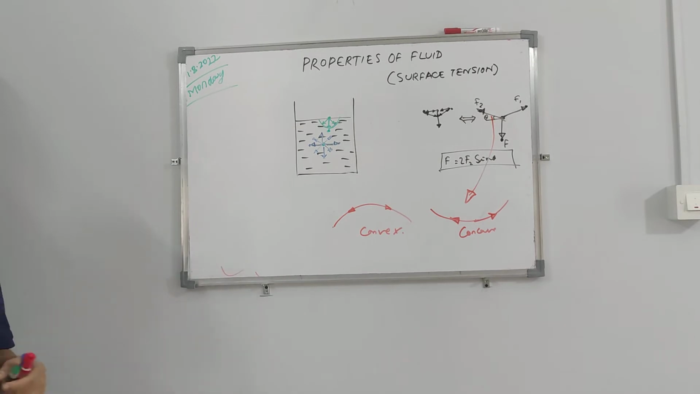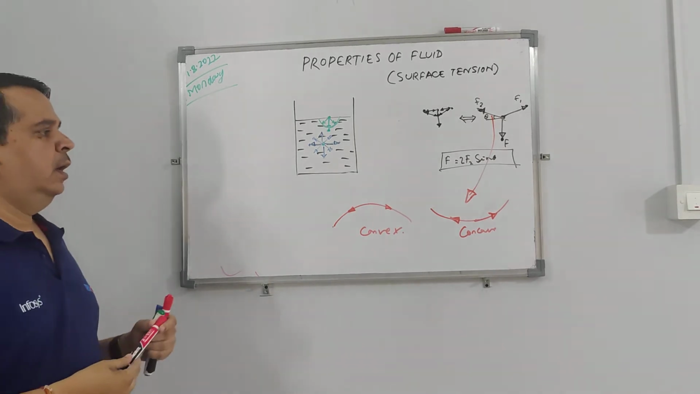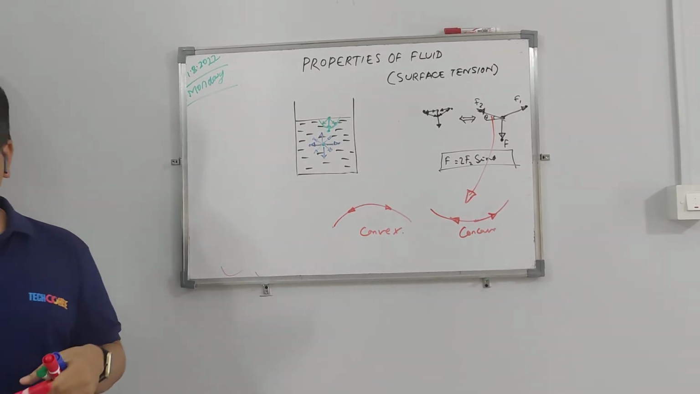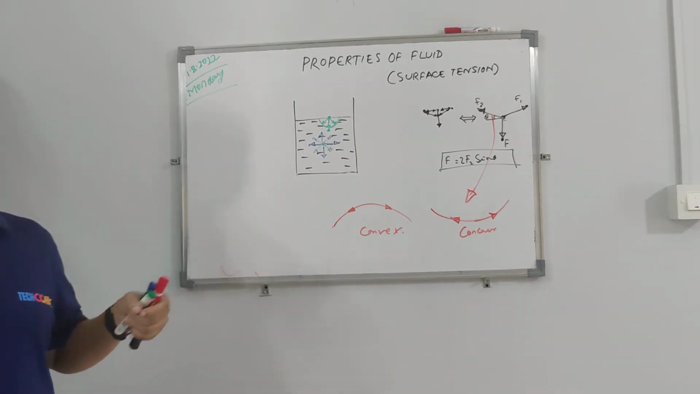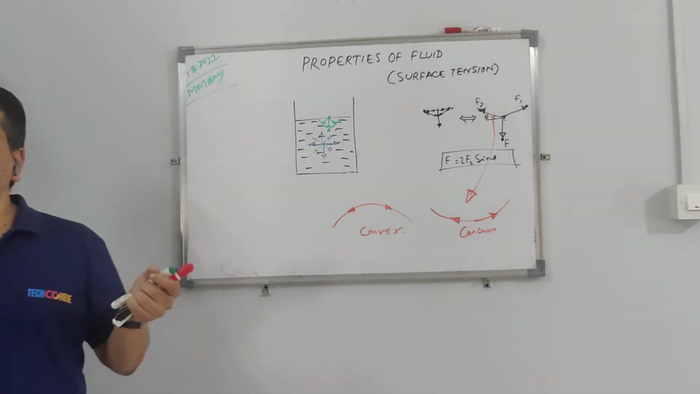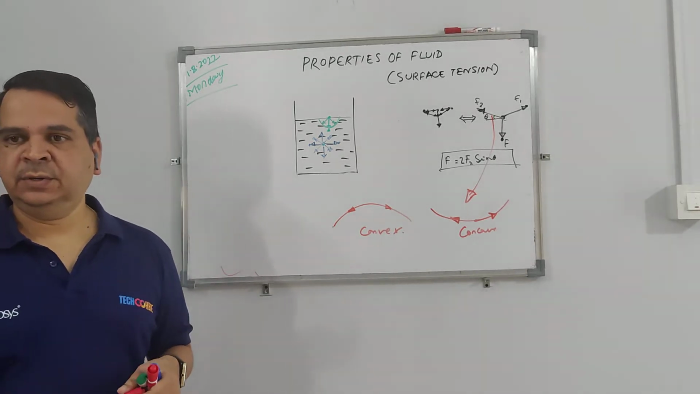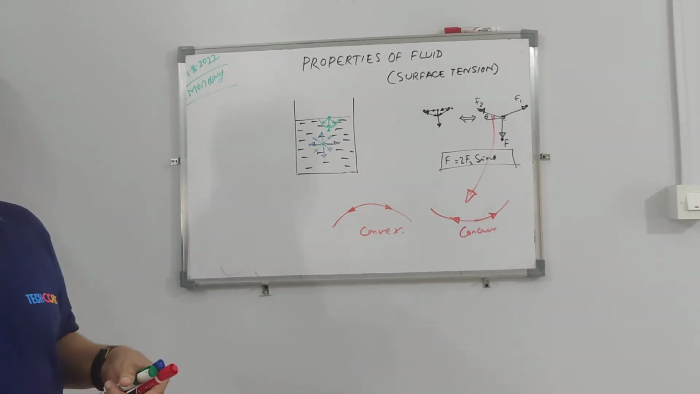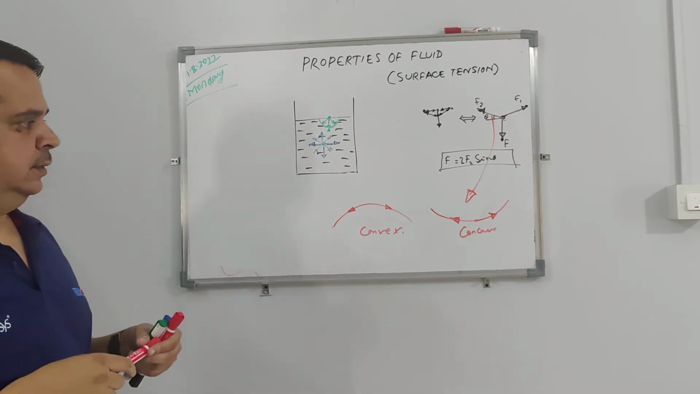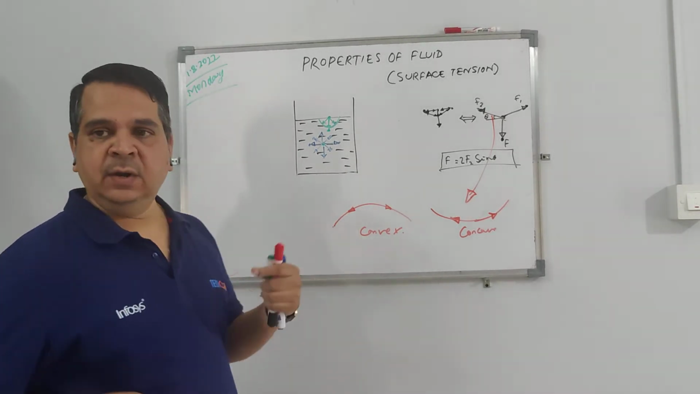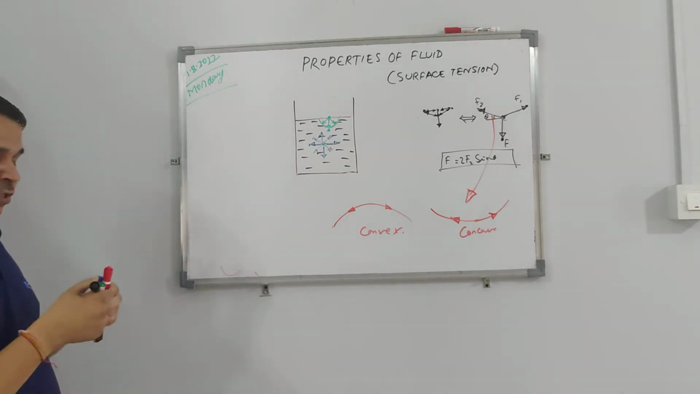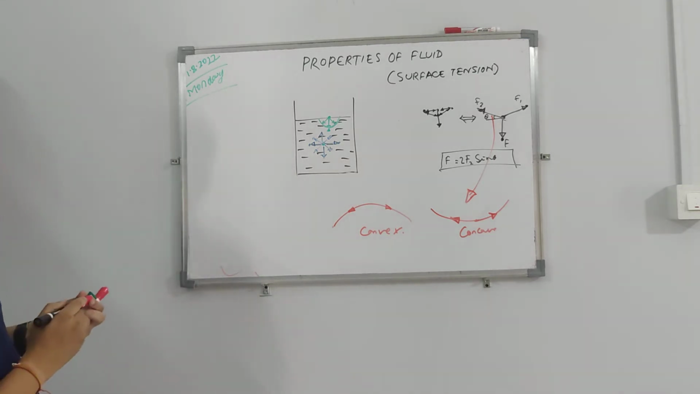Surface tension is a property of a fluid because of which there is an imbalanced force on the surface, so the surface will be in a state of tension. That's why it is called surface tension. So surface tension is a property that depends on these forces.